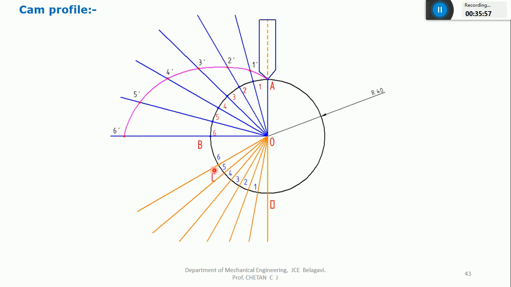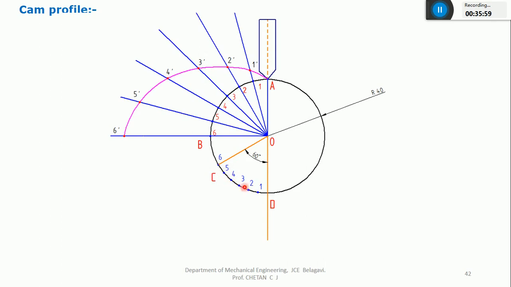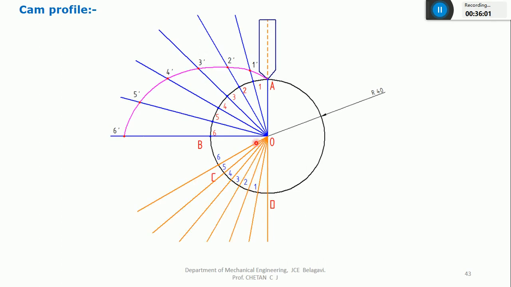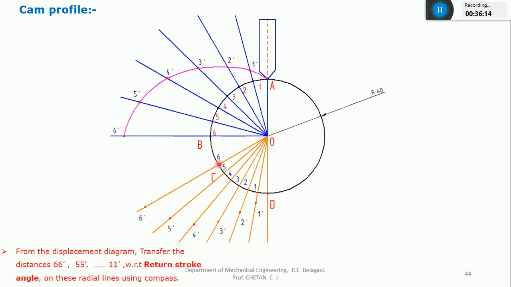So give the intersection points as 6, 5, 4, 3, 2, 1. So just extend those radial lines, which start from point O and pass through points 6, 5, 4, 3, 2, 1. Again, from the displacement diagram with respect to the outstroke angle, just transfer the distance. Take the point 6 as a reference point, just draw one arc.